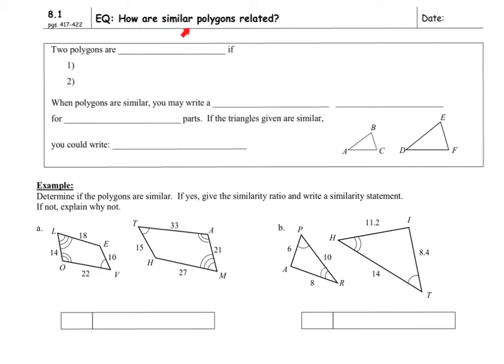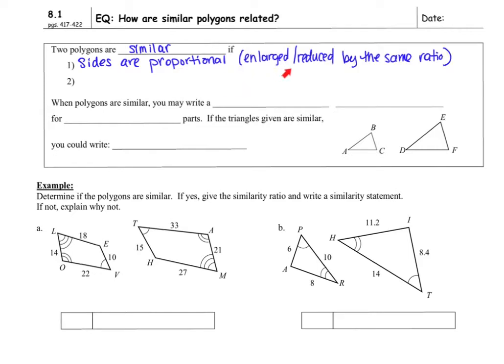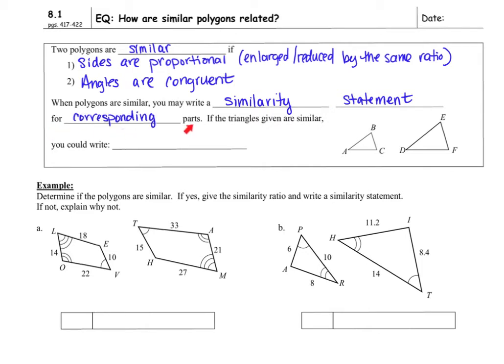Today we're going to be taking a look at some similar polygons. Two polygons are similar if sides are proportional, so they're enlarged or reduced by the same ratio, and when angles are congruent.